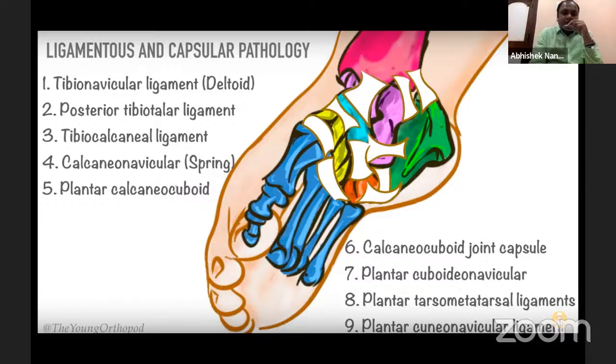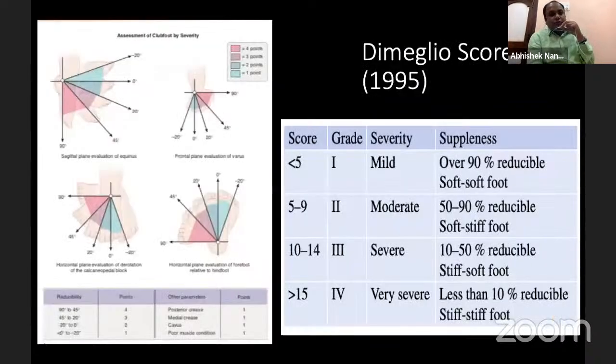So assessment. We had a discussion on Dimeglio versus Pirani. Dimeglio is definitely more objective, but we are more fond of Pirani. In Dimeglio, if we score, there are four parameters which we see. In the sagittal plane, we will measure the equinus. In the frontal plane, we will measure the varus. In the horizontal plane, we will measure the calcaneopedal block and also the forefoot evaluation relative to the hindfoot.